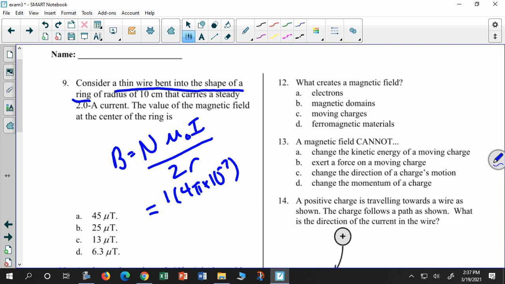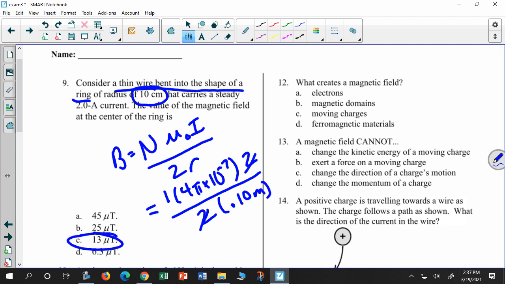Times I, which is 2, divided by 2 times R. Here is the radius. Often I'll give it in centimeters, but you have to convert it to meters. Just watch your units. You never go wrong with SI units. That cancels. It's like 40 pi times 10 to the minus 7. What's 40 pi? I guess it's 13 microtesla. I'm pretty sure that's the answer.